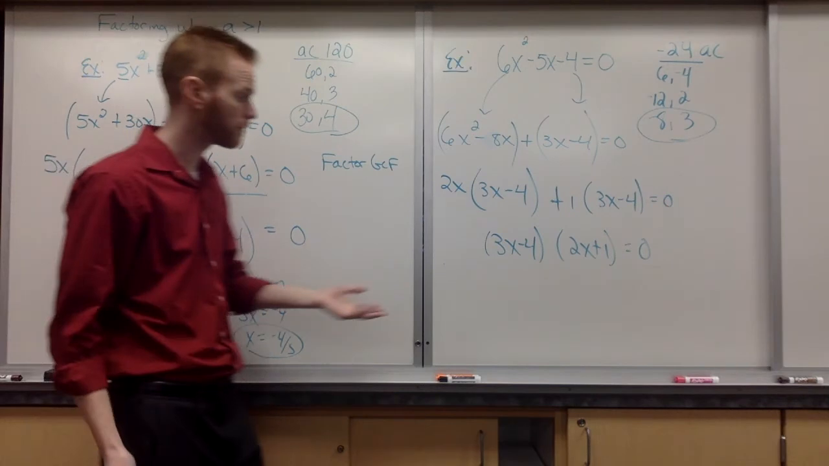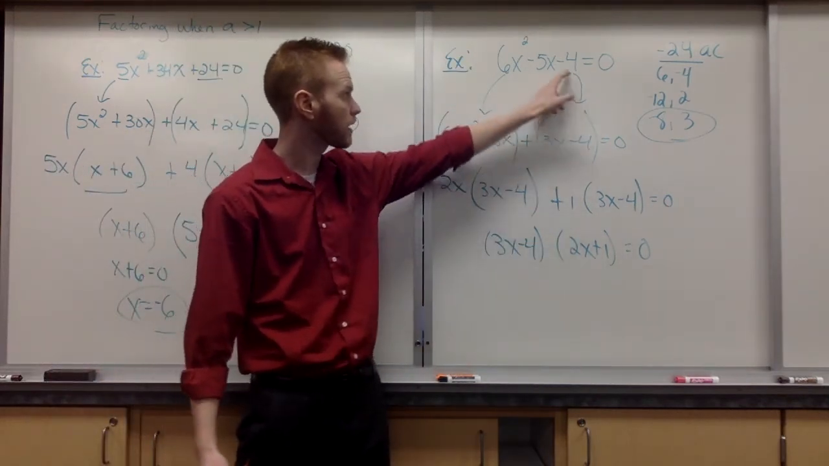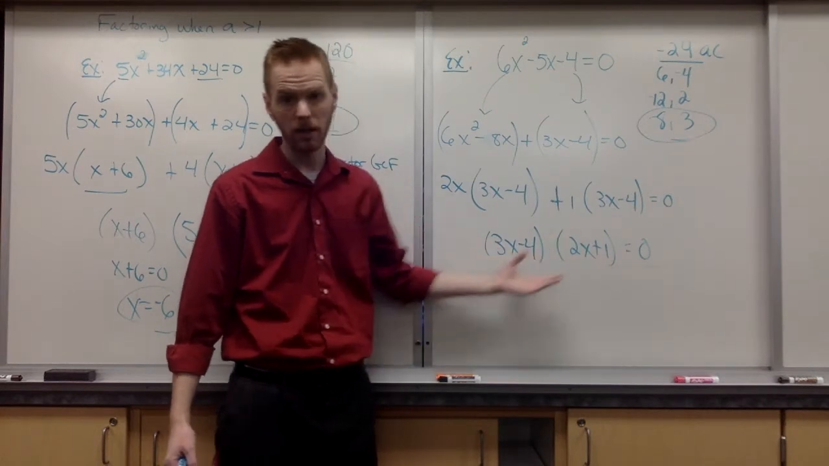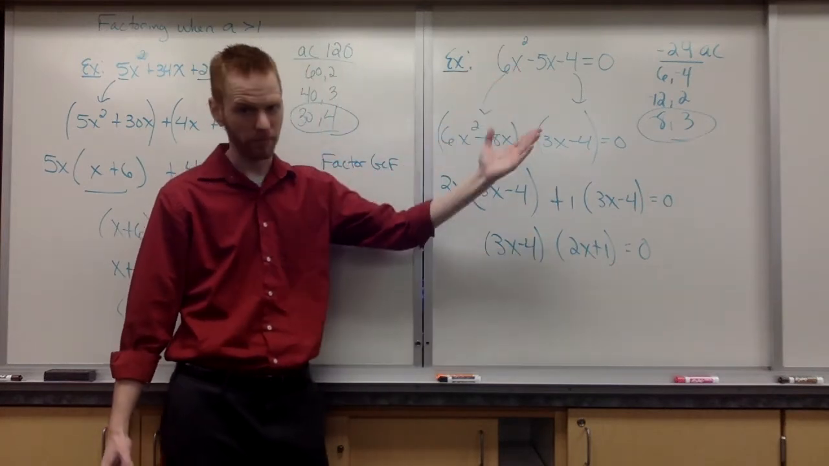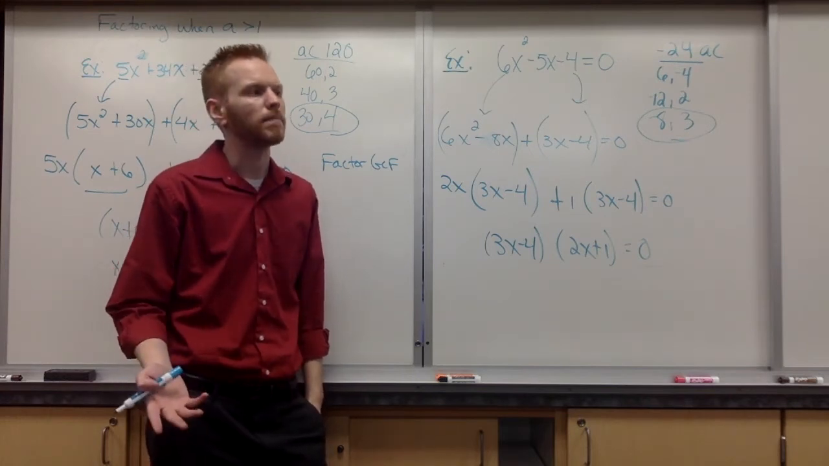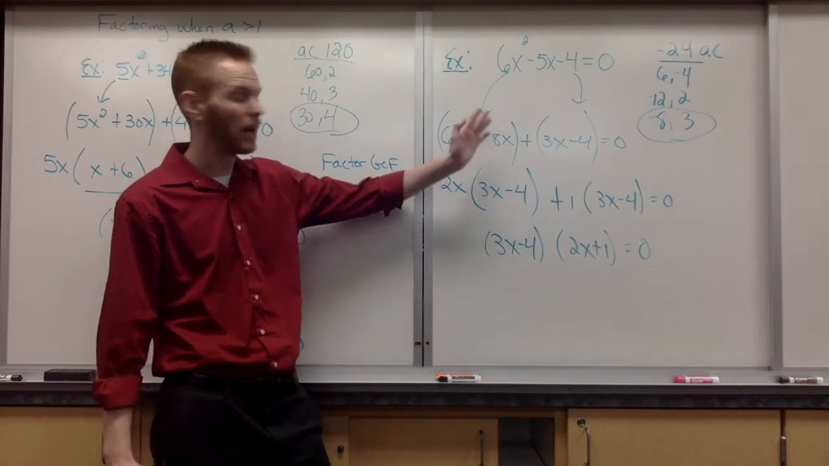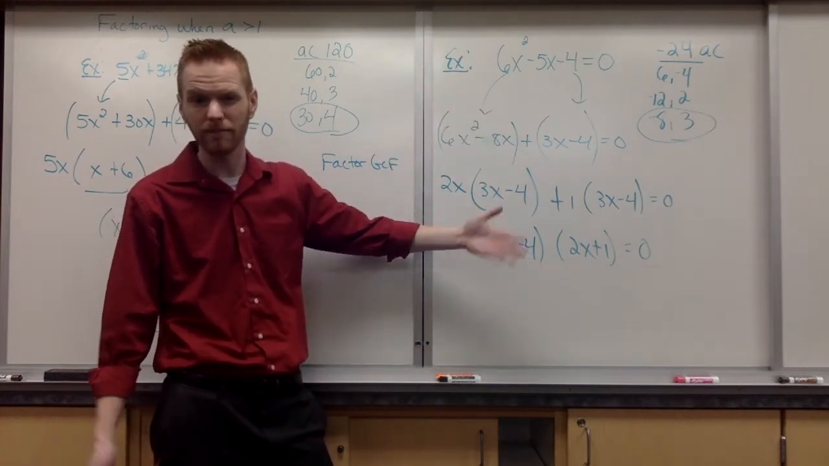Now, could you have guessed this? Yeah. Factors of 6, 3 and 2. Factors of negative 4, negative 4, 1. Multiply them out. If we get the original, those are factors. So I'm not trying to downplay guessing and checking, but it is very helpful. I mean, down the road, are you going to remember everything here?